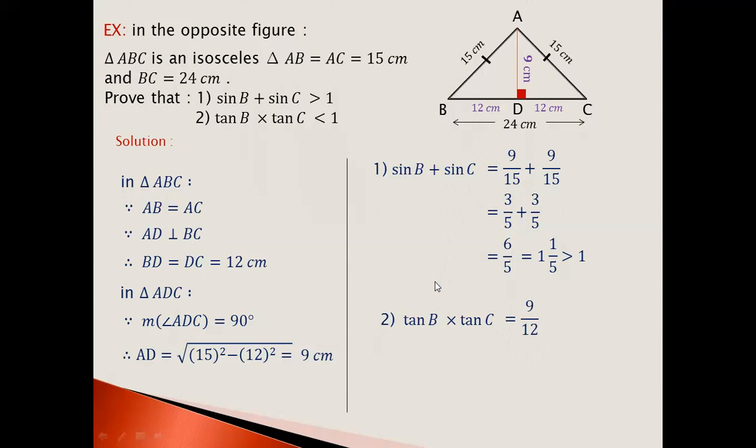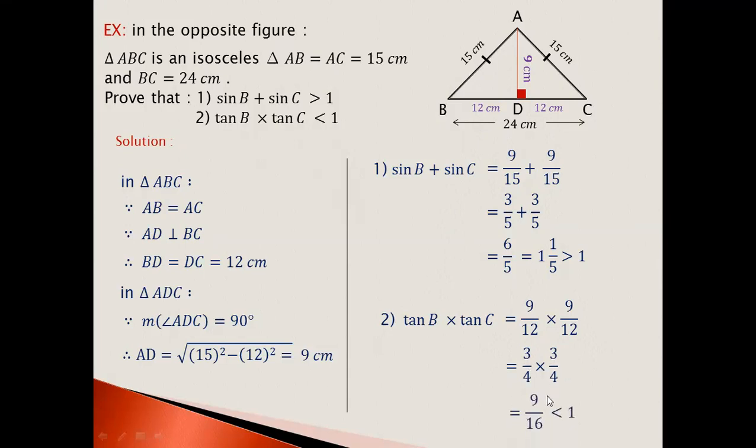And tangent of the angle C equals the opposite side of the angle C and the adjacent side of the angle C. And the opposite side of the angle C is 9 centimeter and the adjacent is 12 centimeter. So it's going to be 9 over 12. 9 over 12 can be written in the simplest form, 3 over 4, if we divide by 3 up and down. Now we can multiply these fractions.